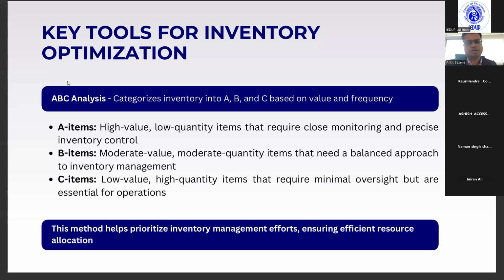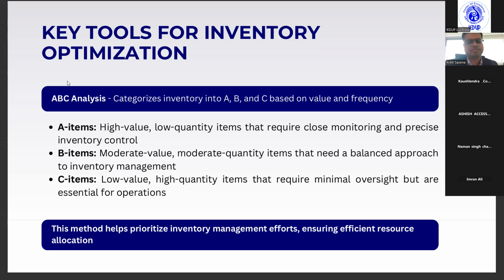For example, A class items could be high value, low quantity items that require close monitoring and precise inventory control. So you can put in extra effort to manage A category items. Then B items would be your moderate value items, which are not that costly and require a moderate focus to monitor these goods within the warehouse. And C items would be low value but high quantity items, which may even require minimum oversight if that doesn't harm the business, right?